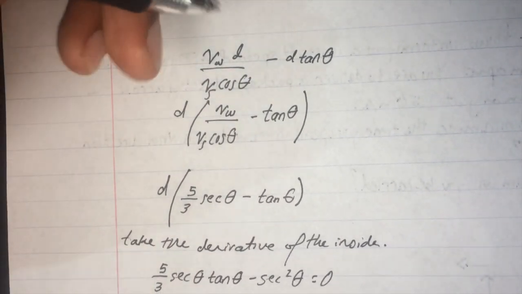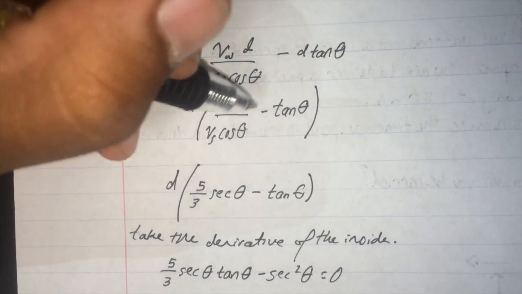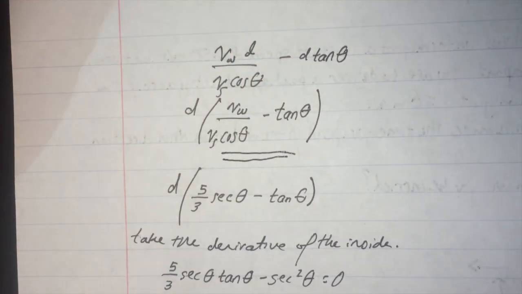We can factor out the d. So we're left with this little thing in the parentheses, Vw over Vs cosine theta minus tan theta. We want to minimize this. So how do we minimize this?